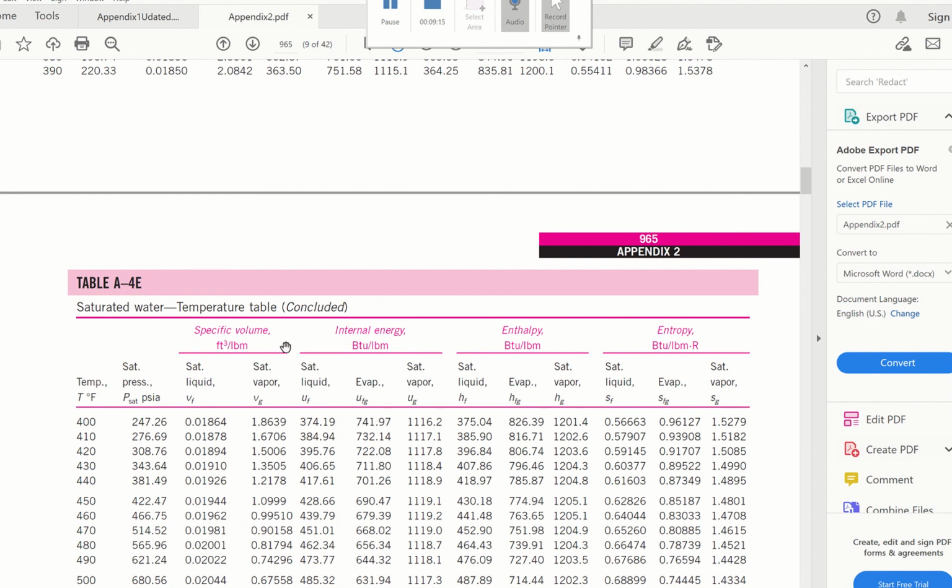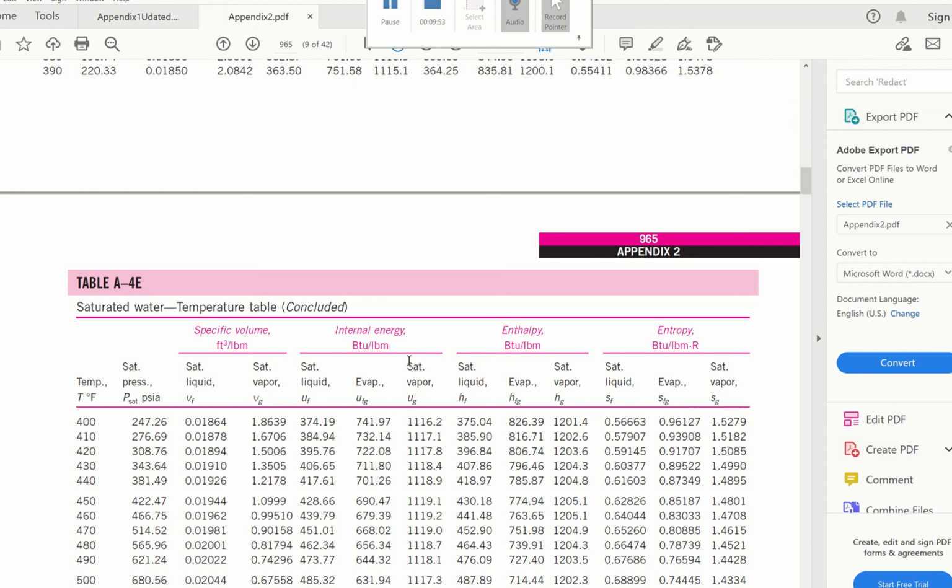Now you have specific volume. Instead of cubic meter per kilogram, you have cubic feet per pound mass. For internal energy, instead of kilojoule per kilogram, you are given British thermal unit, BTU, per pound mass. Same thing for enthalpy, BTU per pound mass. So enthalpy is an energy unit as well, okay? For entropy, you have BTU per pound mass, then per R, R is Rankine, the absolute temperature. So that's the difference. All right, hopefully you have a better grasp of those tables.